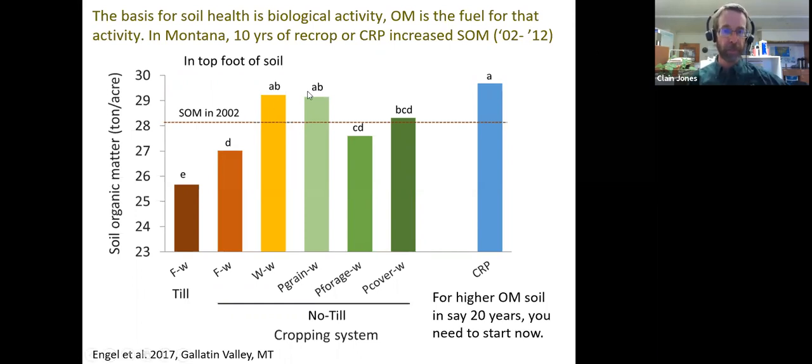So take-home message, though, is these increases are pretty small, right? So if you really want to increase soil organic matter, you have to be very patient, and you have to have already started or start now.